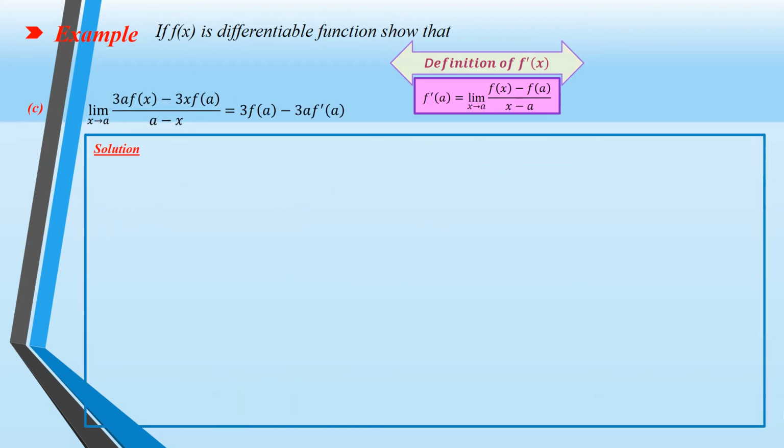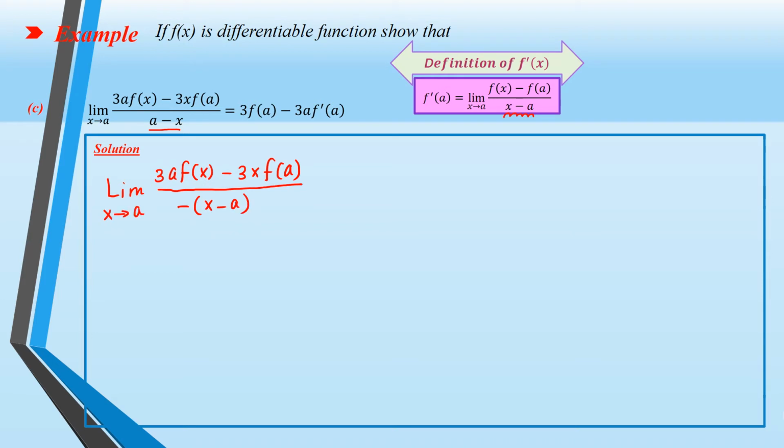In part C, you have to find the limit of 3a f of x minus 3x f of a divided by a minus x when x goes to a. Firstly, we have the denominator a minus x, and in our definition we have x minus a, so you have to take out the GCF, which is the negative sign. So we have the limit of 3a f of x, sorry, minus 3x f of a divided by negative x minus a when x goes to a.